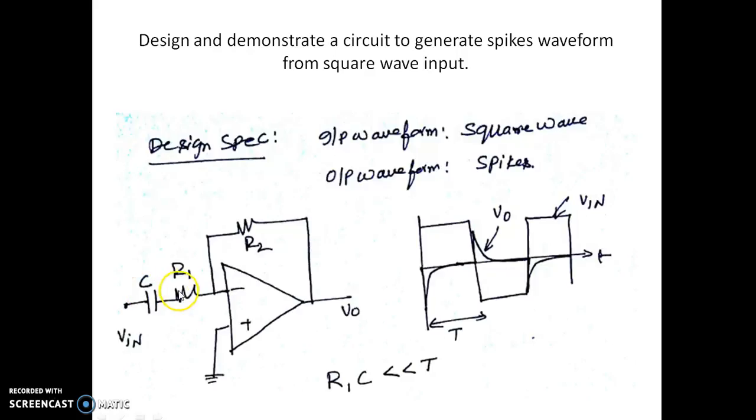Actually, this is R2 into C. The R2 into C should be far less than T. Once we maintain that condition, R2 into C far less than T, we are going to end up with spikes coming here. So you can assume R1 equal to R2, but R2 into C should be far less than T, which is half of the time period for the entire cycle.